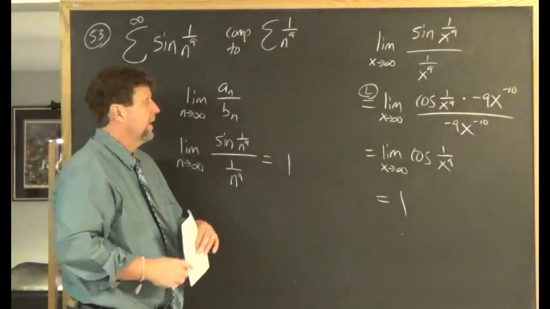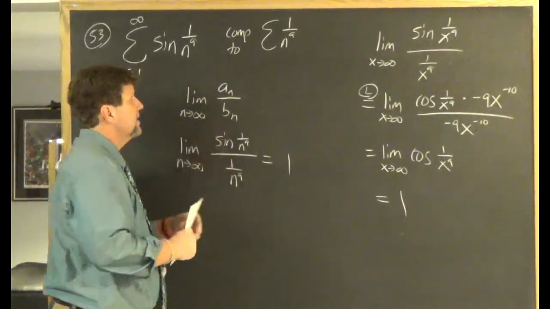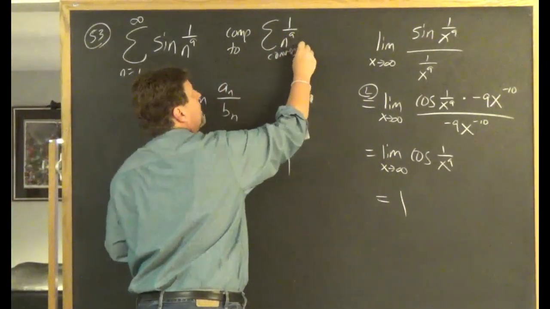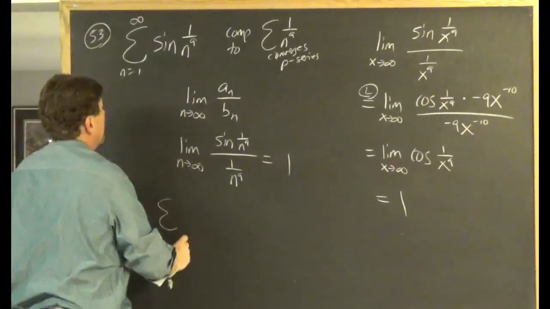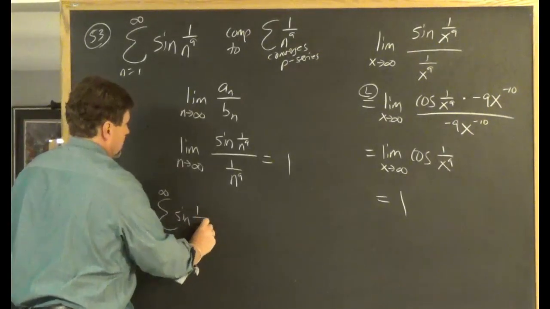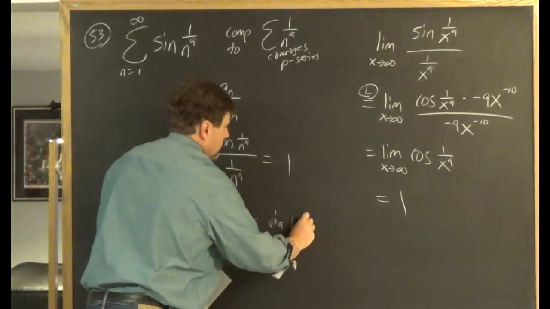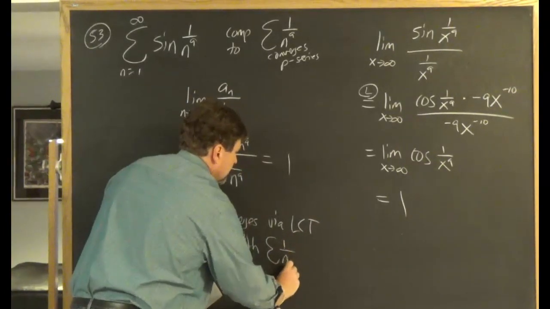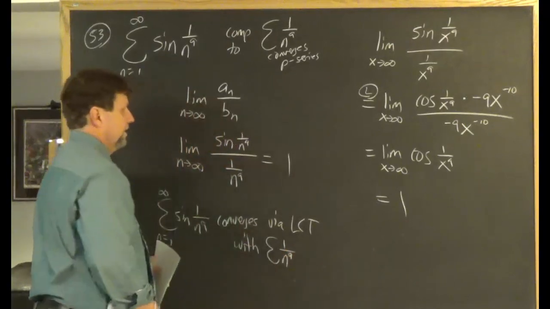So we can now claim this limit is 1. And since 1 is a positive finite number, using the limit comparison test, we know, since this converges, it's a p-series, and since this converges, we know the series that we were given, it too converges. And it converges thanks to the limit comparison test with the p-series 1 over n to the 9th.